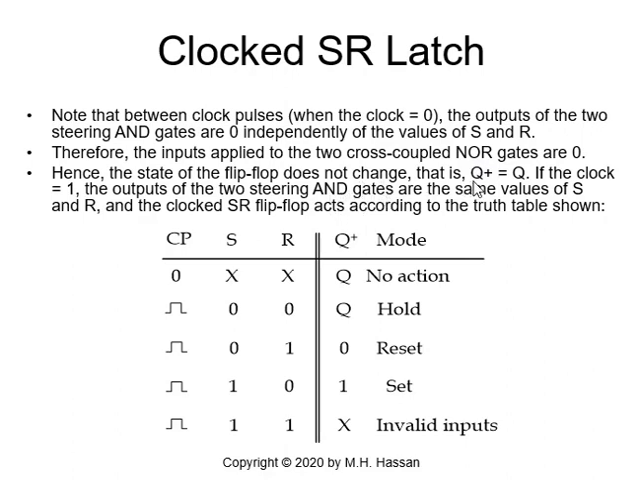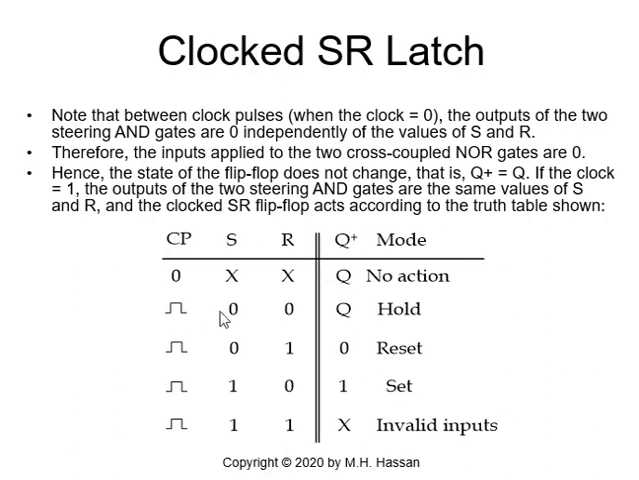That's Q plus is equal to Q. If the clock is 1, the outputs of the 2 steering AND gates are the same values as S and R, and the clocked SR flip-flop acts according to the truth table shown. If the clock pulse is 0, if there's no clock, or during the 0 interval, regardless of the value of S and R, there will be no action, and Q plus will be equal to Q.